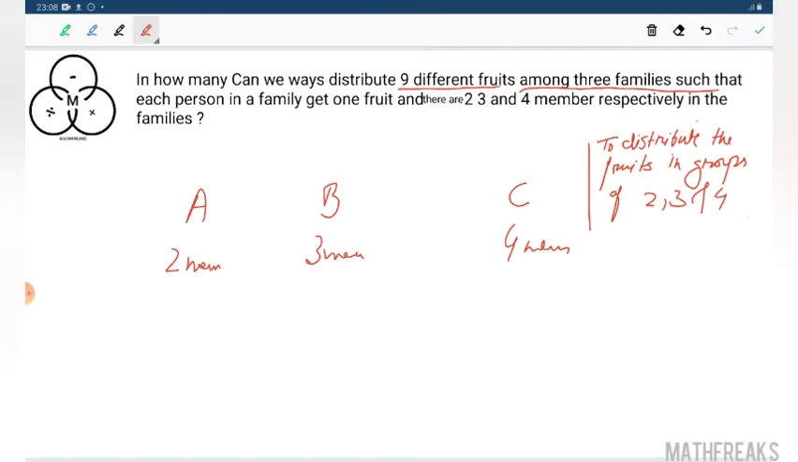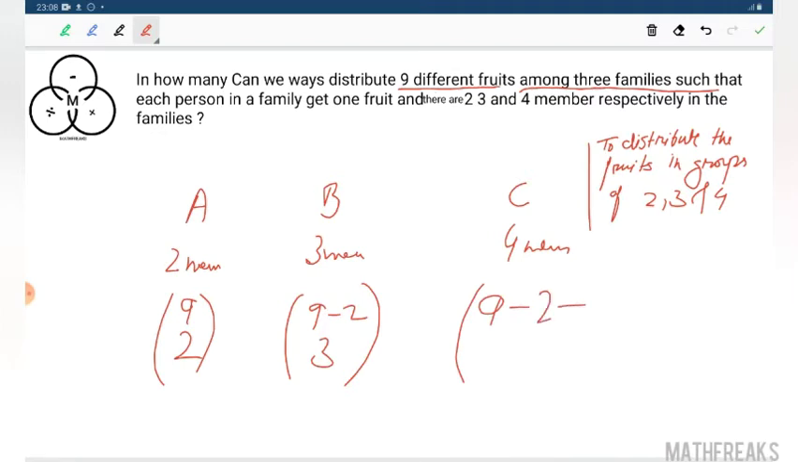So for the first family, family A, we are having 9 options and we will choose 2. For the next we are having 9 minus 2, we will choose 3, and here we are having 9 minus 2 minus 3, and we choose 4. This will be equal to 9 factorial over 2 factorial, 3 factorial, 4 factorial.